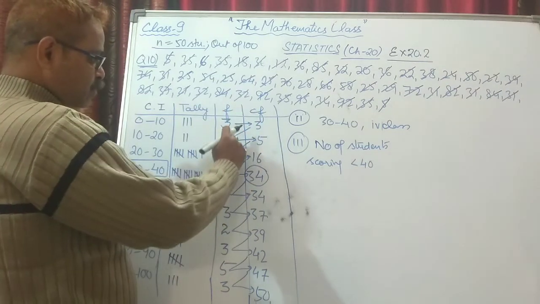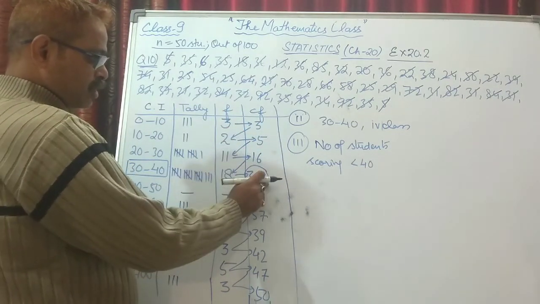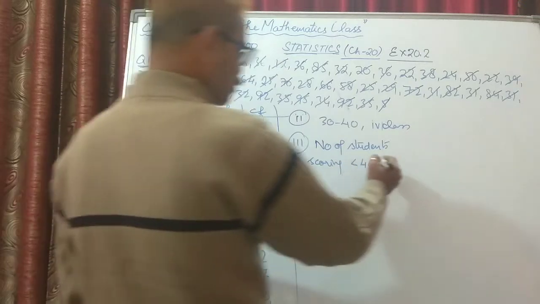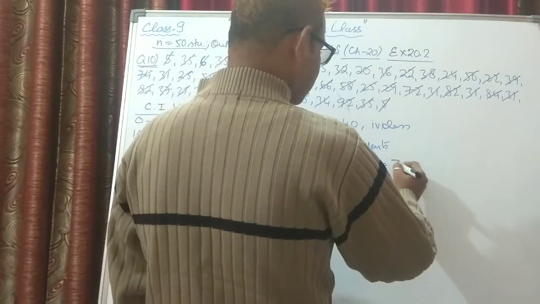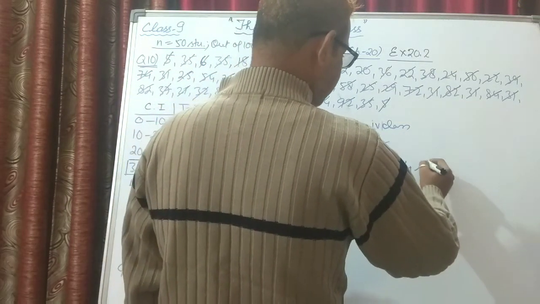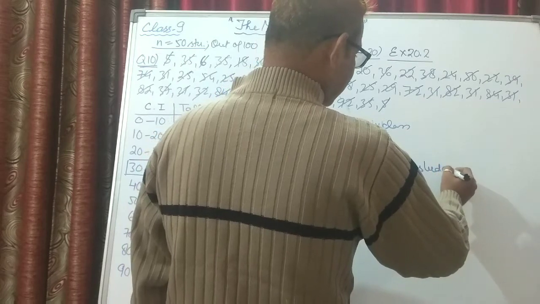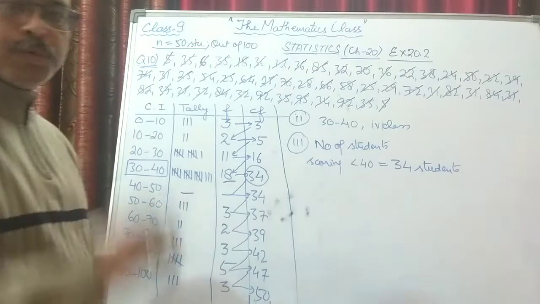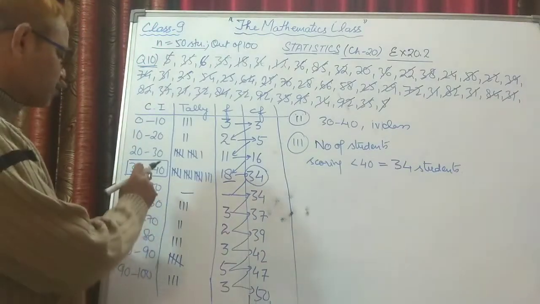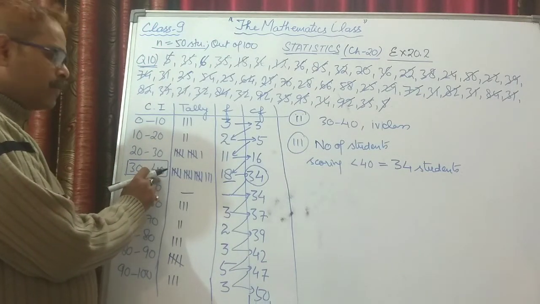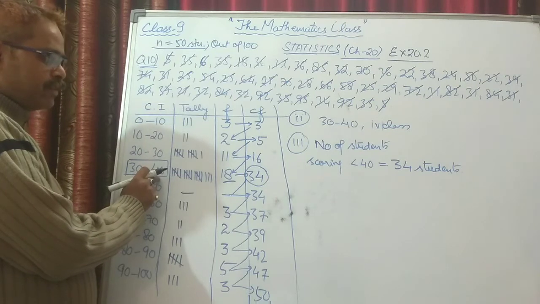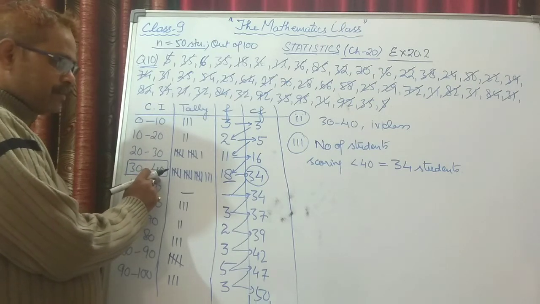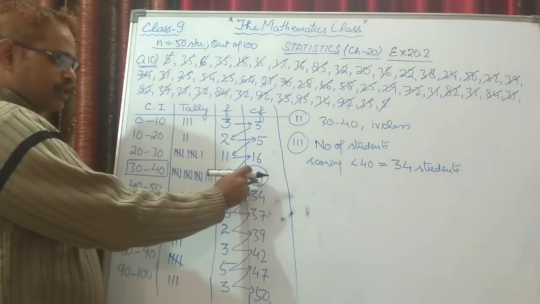34. Means 3 plus 2 plus 11 plus 18. Total comes out to be 34. So how many students are scoring less than 40? That is 34 students. Or simply we will take the cumulative frequency of the class whose upper limit is 40. So upper limit 40 means up to here. Whatever is the cumulative frequency of this class, whose upper limit is 40, that is 34.